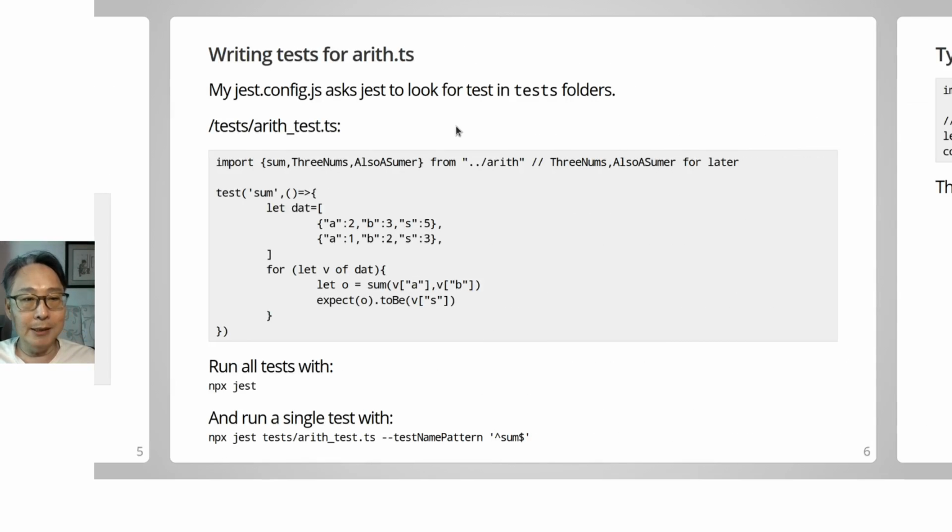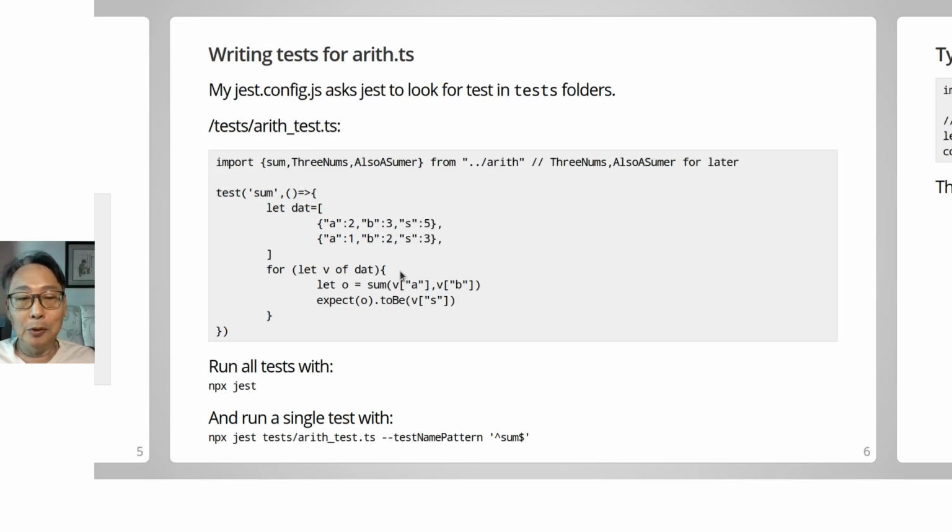Here's how tests in TypeScript look like. You first import from my arithmetic package. You only need sum here, but for later I've also imported Nums and also a Num. These are classes, but they are for later. I tried to write table-driven tests in the spirit of Go, and this is how you write a table-driven test in TypeScript.